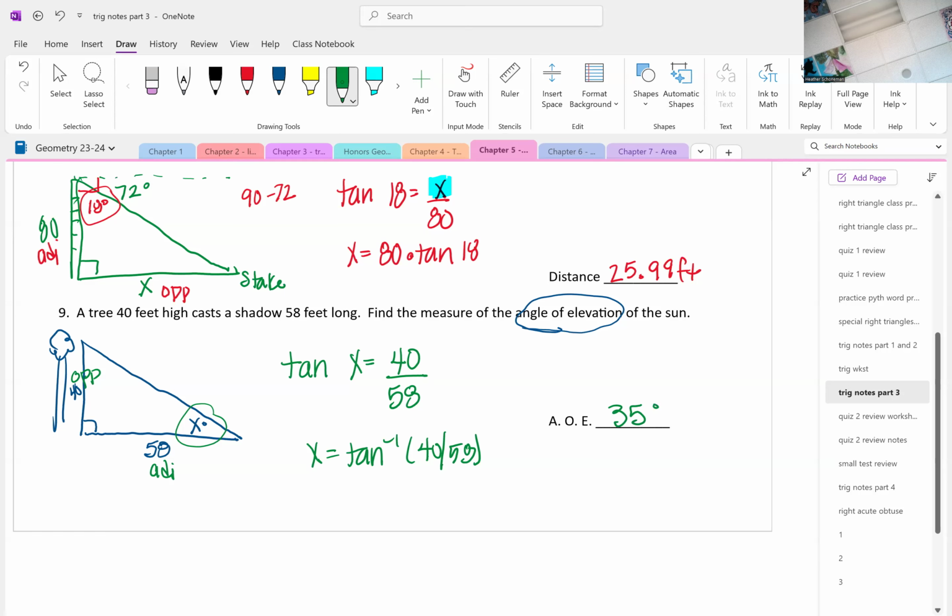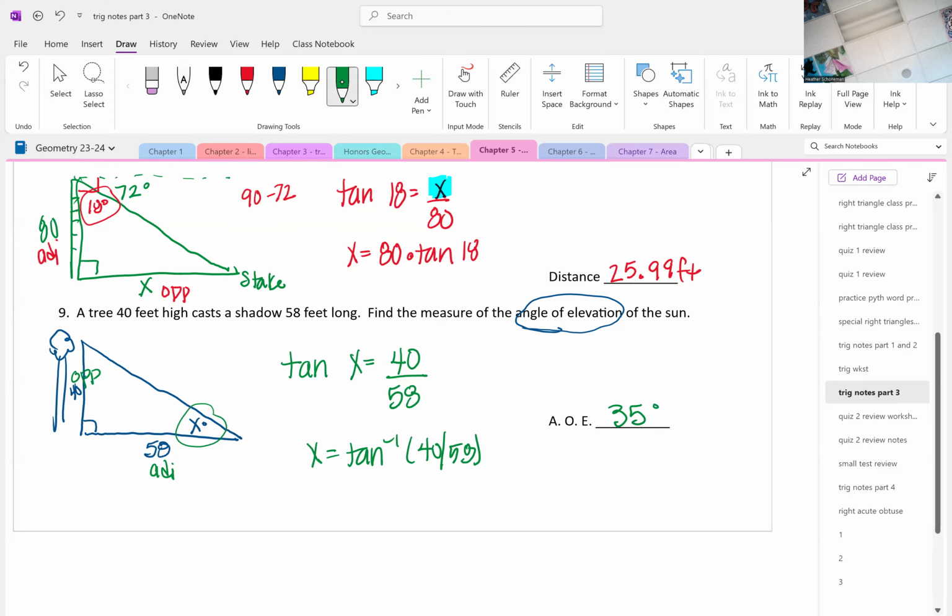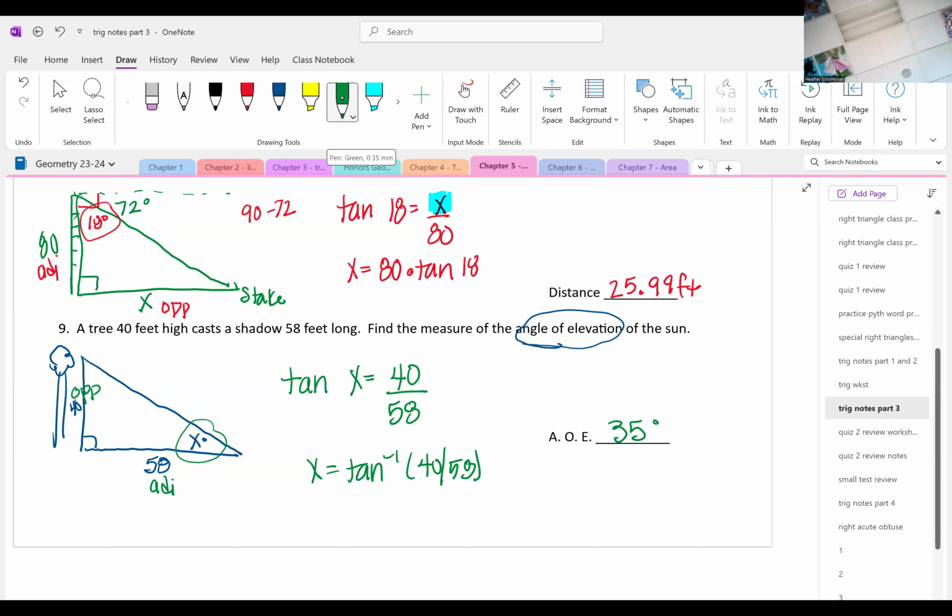All right, now you have the information to complete your quiz review, and then next class I will be here and we'll practice and review for the quiz before we take it.